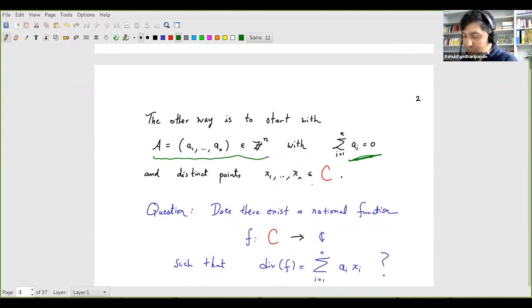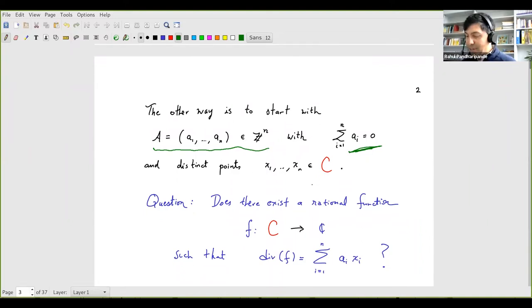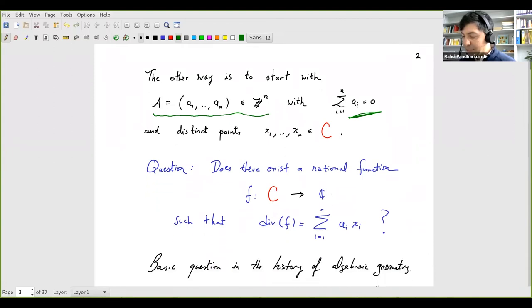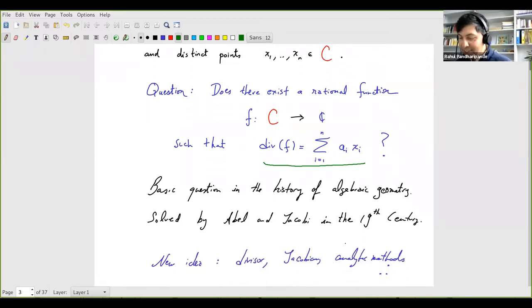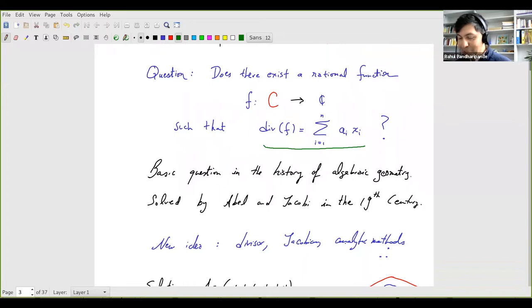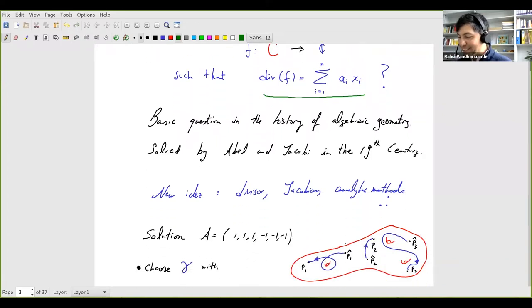So then we start backwards and we ask, does there exist a rational function from the curve to the complex numbers that satisfies the divisor condition? So it's exactly the backwards question. And this is, of course, a very old subject. It's a basic question in the history of algebraic geometry, and it was solved by Abel and Jacobi in the 19th century.